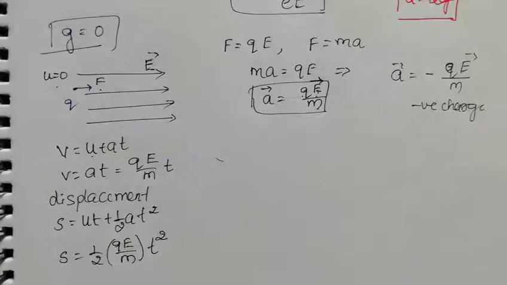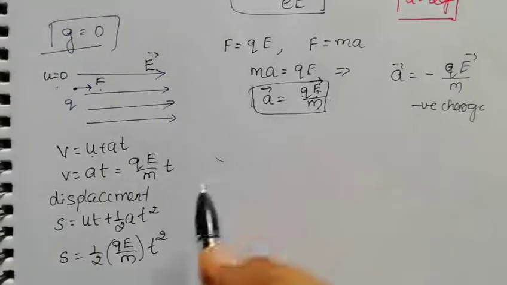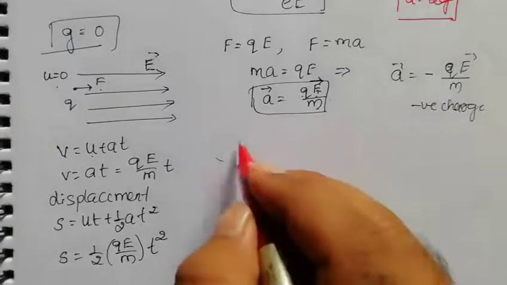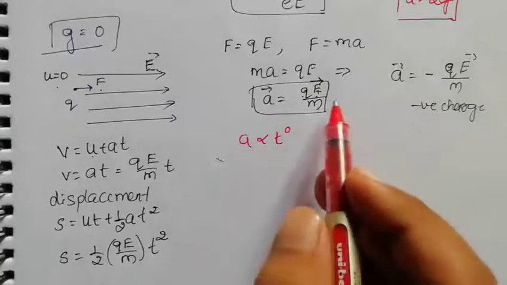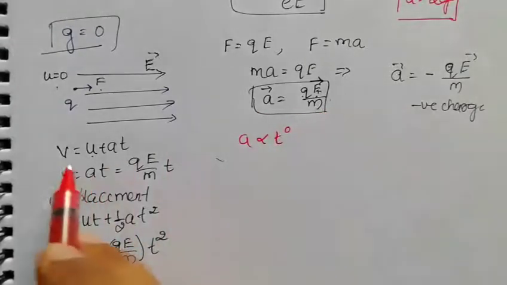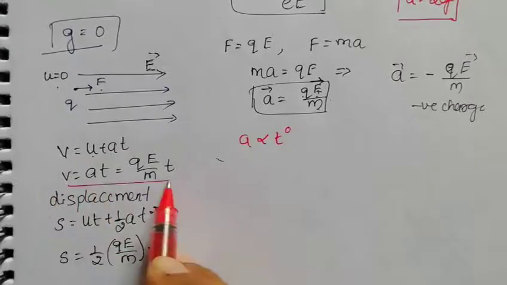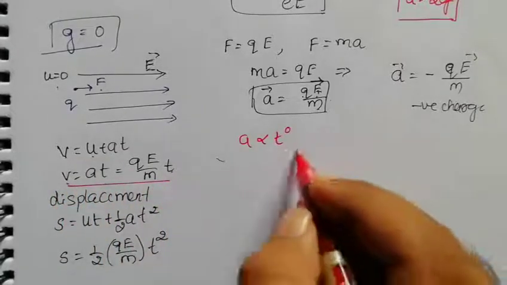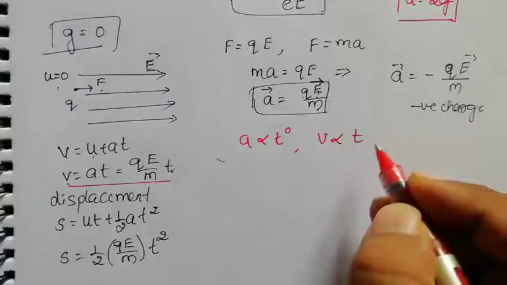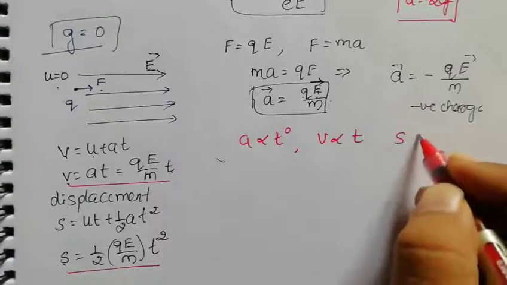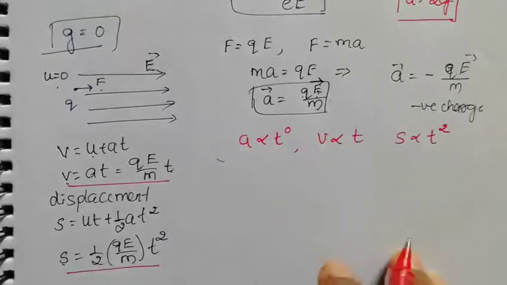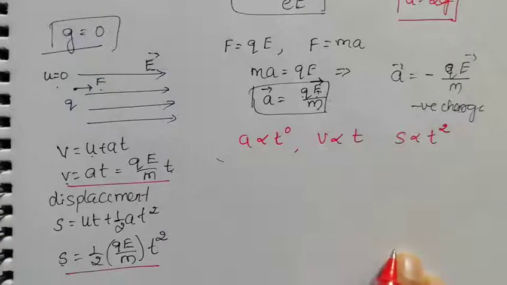From this we can get a conclusion. Look here. Acceleration is proportional to t to the power 0. Yes or no? Does it depend on time? No. Now look at the velocity. Look at this term. Velocity is proportional to t, so velocity is proportional to time. Now look at this term. Displacement is proportional to t square. Okay, these are the velocity, displacement and acceleration when the particle is kept in a uniform electric field.